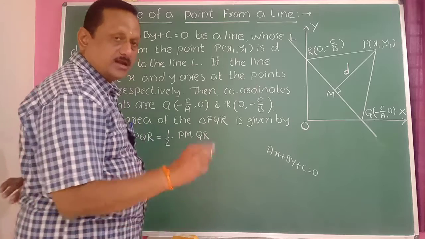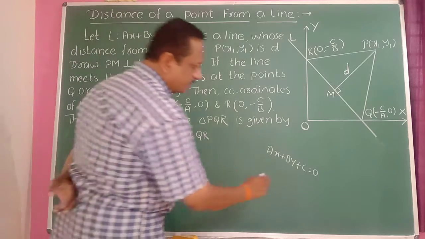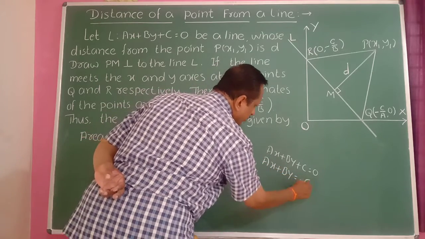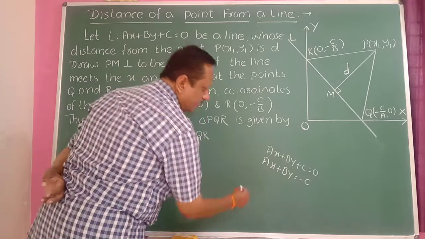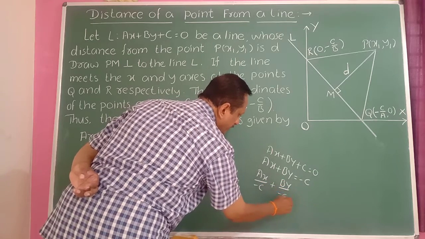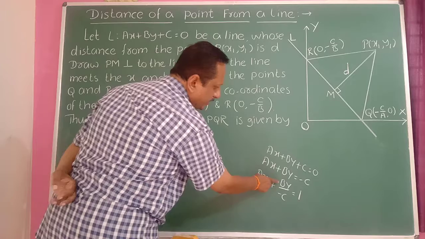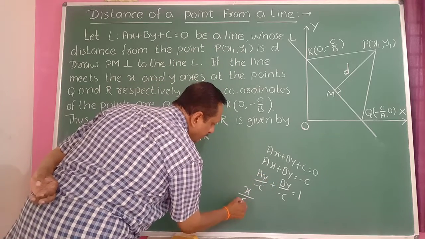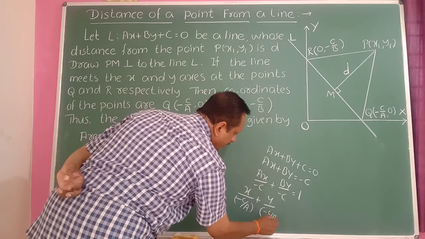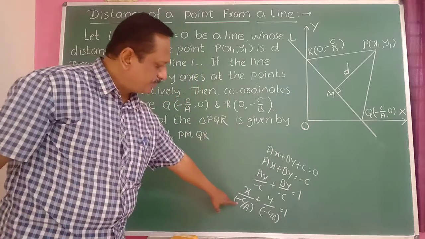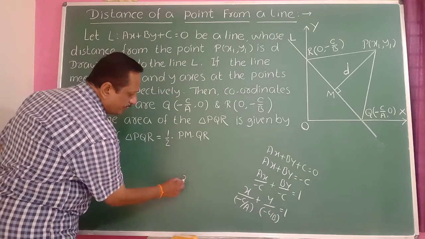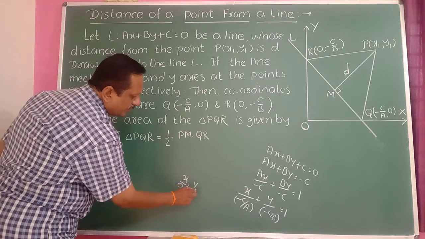is the line. Write this equation in the intercept form. Take c to the other side. It becomes ax plus by is equal to minus c. Dividing by minus c, we can write ax divided by minus c plus by divided by minus c is equal to 1. Take a and b to the denominator: x divided by minus c upon a plus y divided by minus c upon b is equal to 1. It is in the form x upon a plus y upon b is equal to 1.